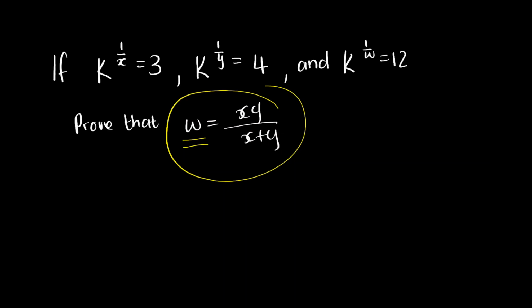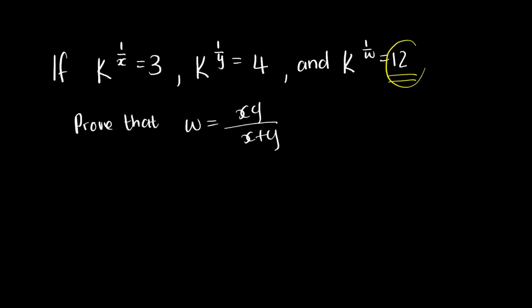So if you look at what we have to prove, you'll notice that w is the subject. So the only equation that we have with w is this one. So k to the power of 1 over w has a numerical value of 12. And we're going to go ahead and make 12 the subject. And these equations, we have k to the power of 1 over x is equal to 3 and k to the power of 1 over y is equal to 4. So we have to see how can we form 12 using 3 and 4. Well, we could say that 12 is equal to 3 multiplied by 4.